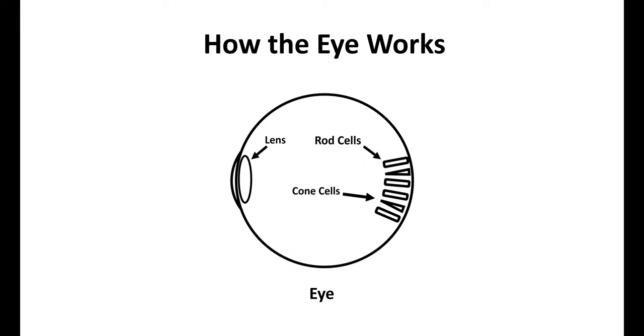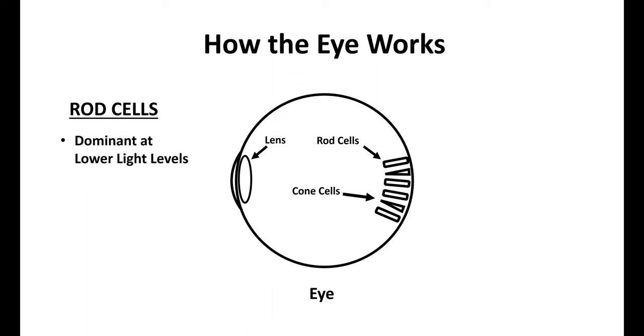So the good news here is that a fish's eye is very similar in structure and operation to a human eye. At the back of the eye are two distinct types of cells, rod cells and cone cells. These cells sense the light coming through the lens of the eye and emit an electrical signal to the brain, which results in the perception of sight.